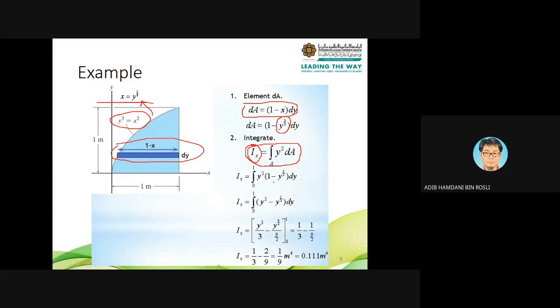The boundary will be from where to where? From 0 to 1, right? Why? Because from here to here, from 0 to 1, because this is the differential of y. So it is y from 0 to y equals 1. Then you do the rest and you will get this answer, Ix.